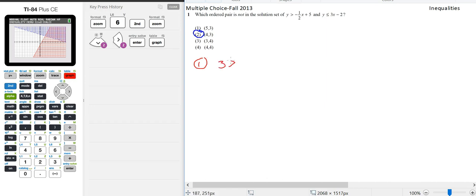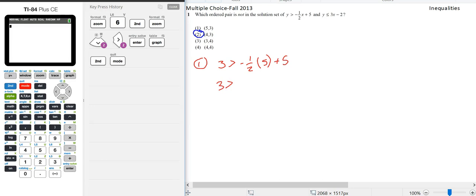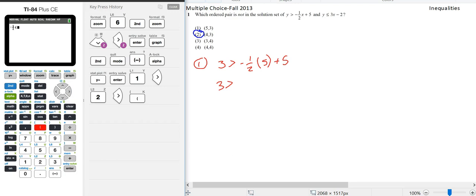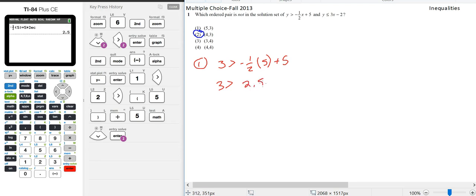Is 3 greater than negative 1/2 times x, which is 5, plus 5? Let's see what that simplifies to, negative 1/2 times 5 plus 5, and let's get our answer in a decimal because it'll be easier to look at it like that. Enter. 2.5. Is 3 greater than 2.5? It is.